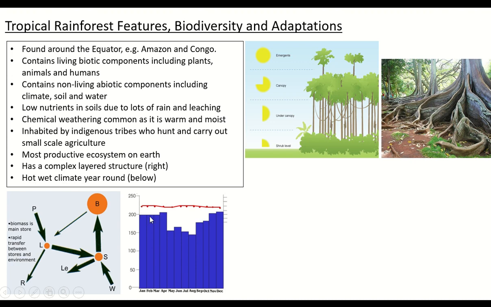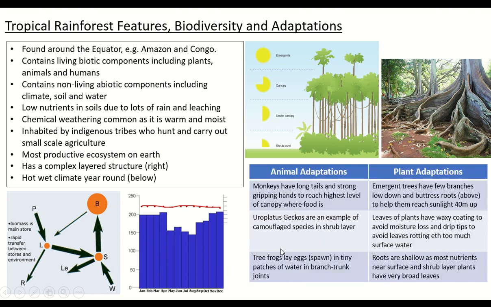So you can see, look, this is the precipitation and temperature. This is a climate graph for the tropical rainforest, where the rainfall is pretty much high all year round, and the temperature is very consistent. That's why this line is very flat. So this Gersmehl model shows you where all the nutrients are stored in the biomass, and how very few are stored in the litter and the soil.